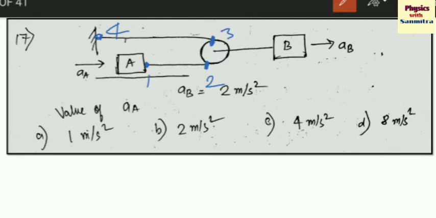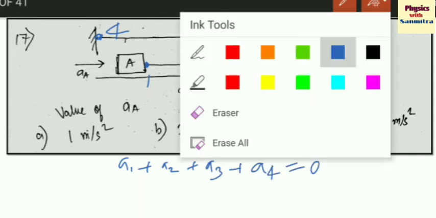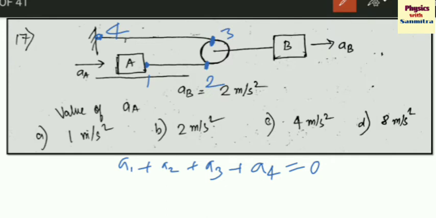Now we can write, since acceleration is asked to find directly, a1 plus a2 plus a3 plus a4 is equal to 0. The contact point method is based on the total length being constant, that method only. So this is nothing new, but I have already explained it in detail in our theory videos in constraint motion. So you can watch that playlist.